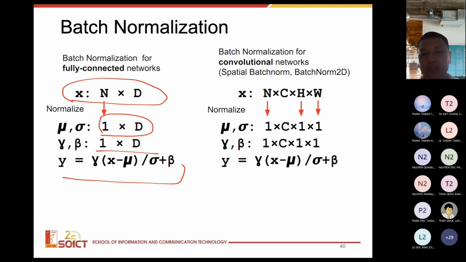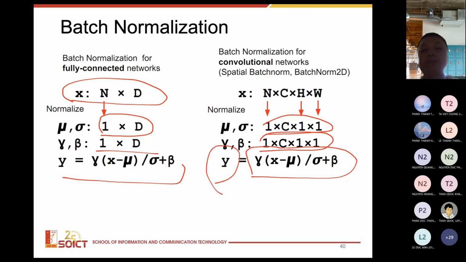For a convolutional neural network, you have that specific channel parameter. So the dimension is the number of samples in the batch, the number of channels, the height, and the width of the image, right? So in this case, you can have the mu with this configuration, the gamma and beta with this configuration, and that will be the formulation for calculating mu and y.